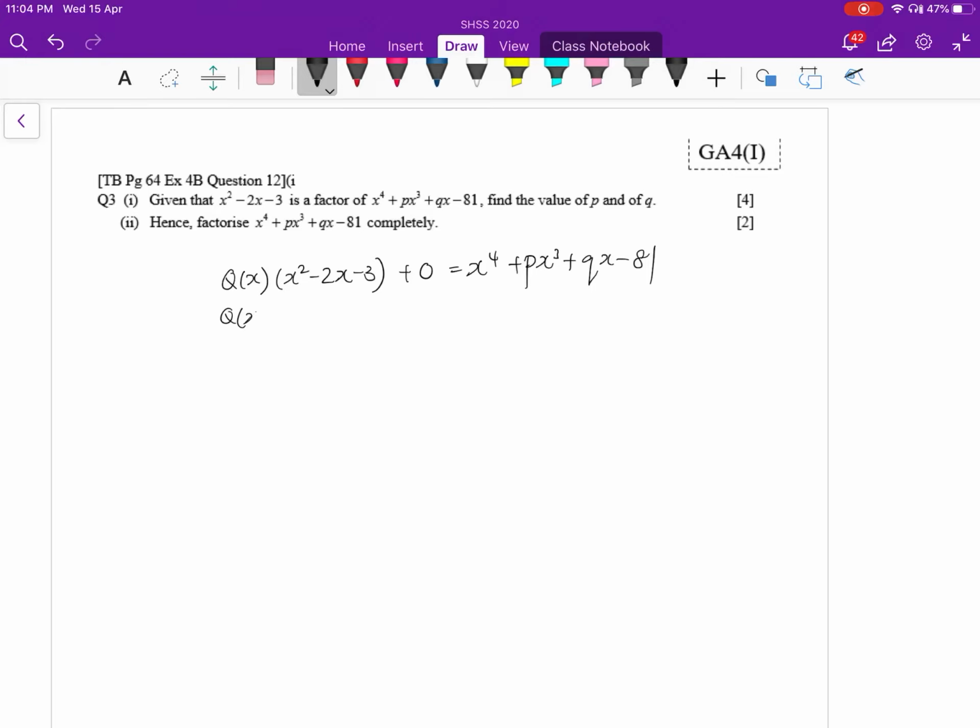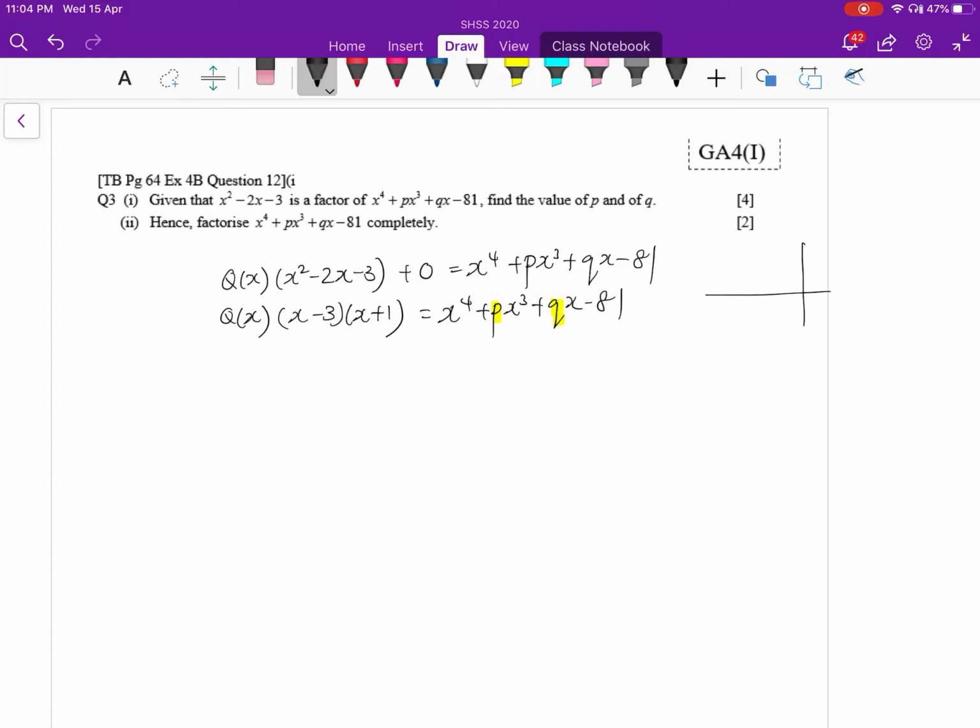I'm going to factorize x squared minus 2x minus 3. I get x minus 3, x plus 1. Okay, but this one you have to do the cross method factorization on your own. Plus 0, I'm not going to write it. x to the power 4 plus px cubed plus qx minus 81. Now you realize there are two unknowns, p and q. When you see there are two unknowns, p and q, that means there is a simultaneous equation.